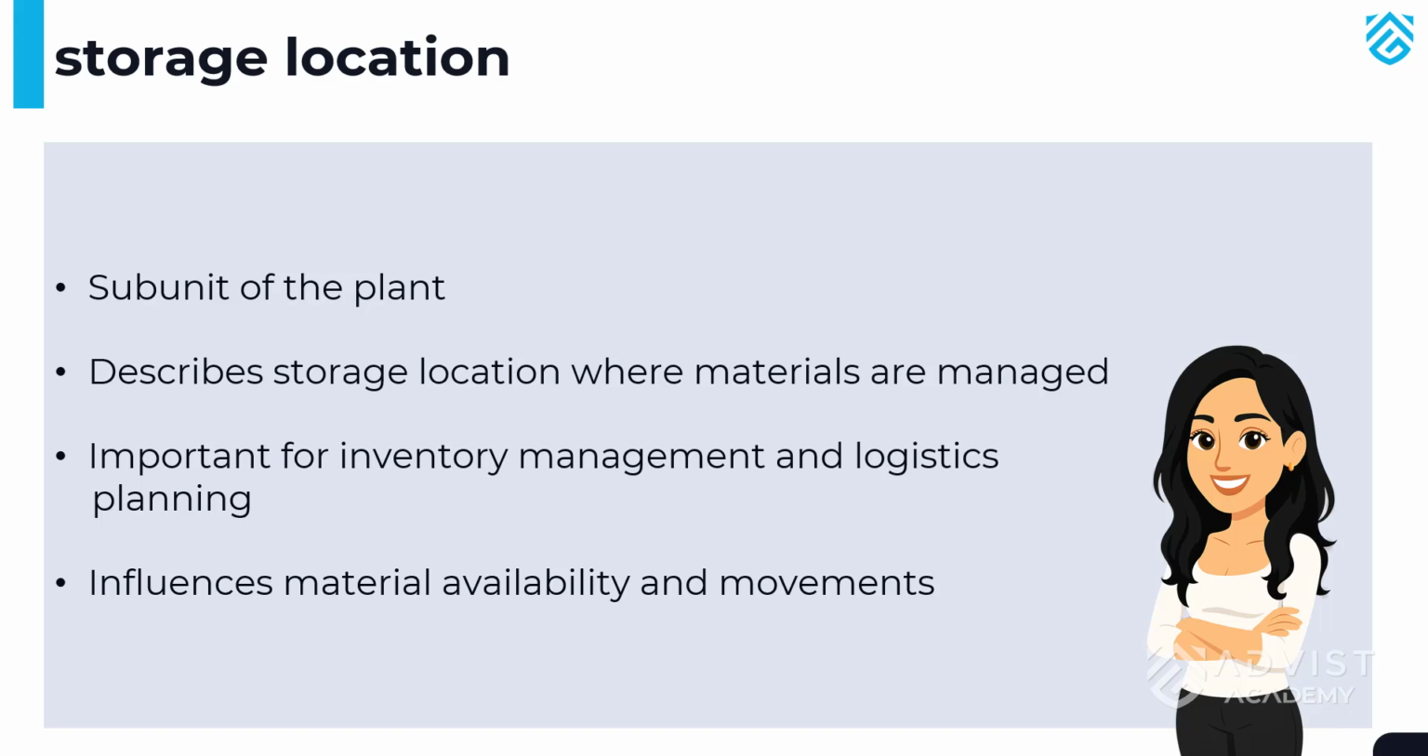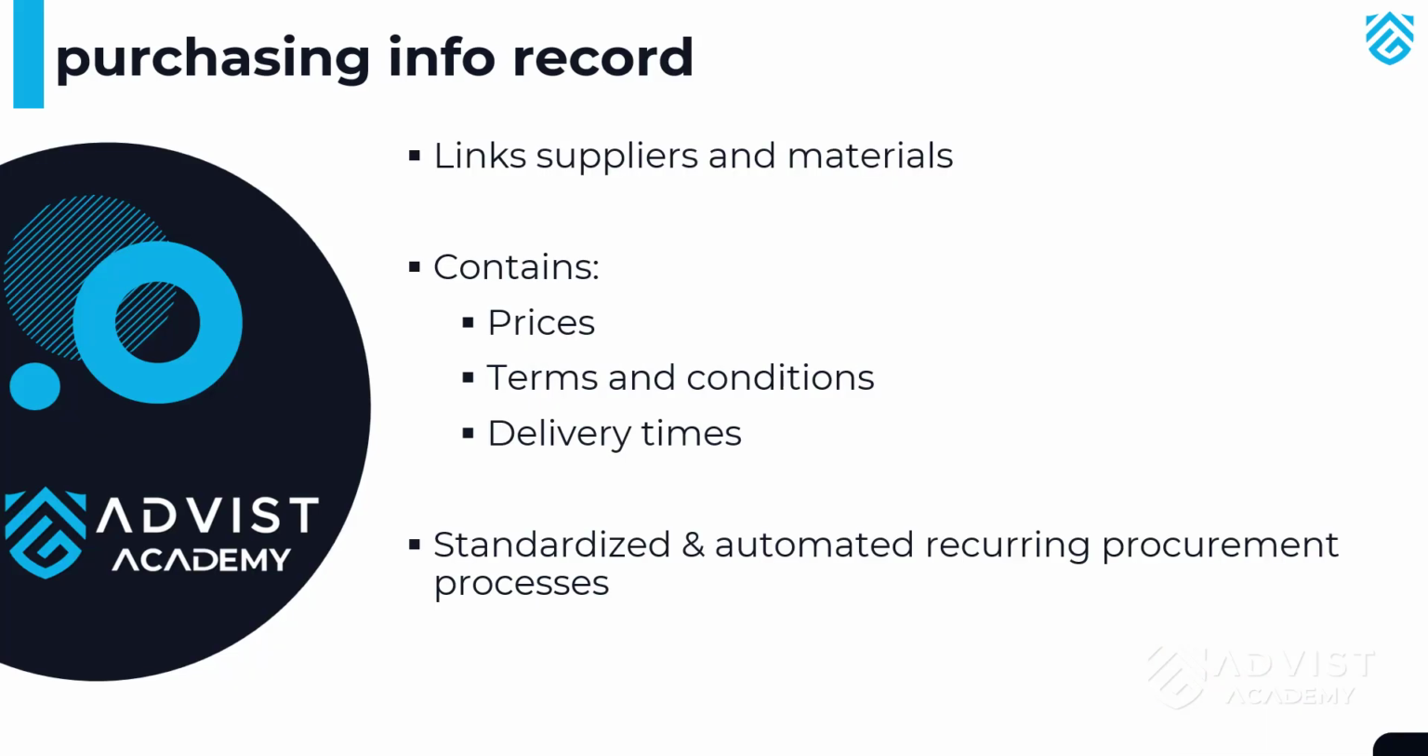The storage location specifies where materials are managed within a plant. It is important for inventory management and logistics planning, as it influences where materials are available and how they are moved within the company. Purchasing info records link suppliers and materials and store price information, conditions, and delivery times. This standardizes and automates recurring procurement processes.